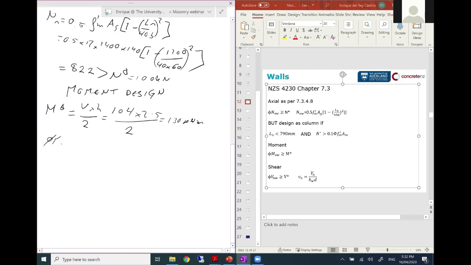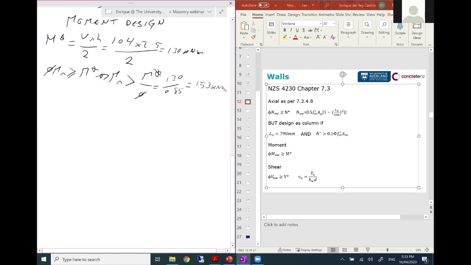So now we establish that the strength reduction factor times the capacity has to be larger than my action. So my moment has to be larger than my M star divided by the strength reduction factor. This is 130 divided by 0.85, so that's 153. And just as a reminder, my N is equal to 100 divided by 0.85, 118.